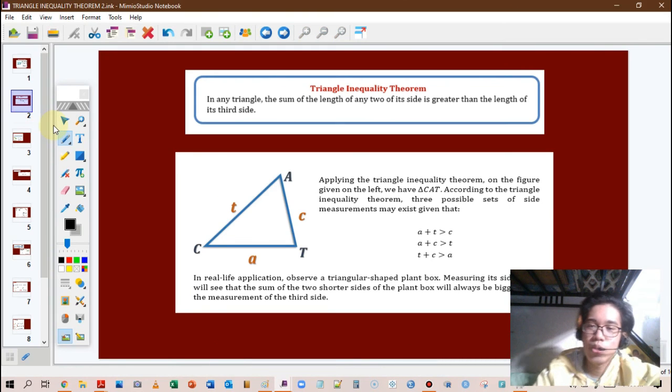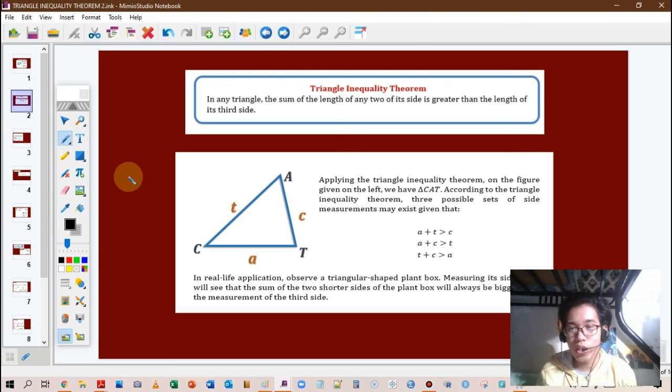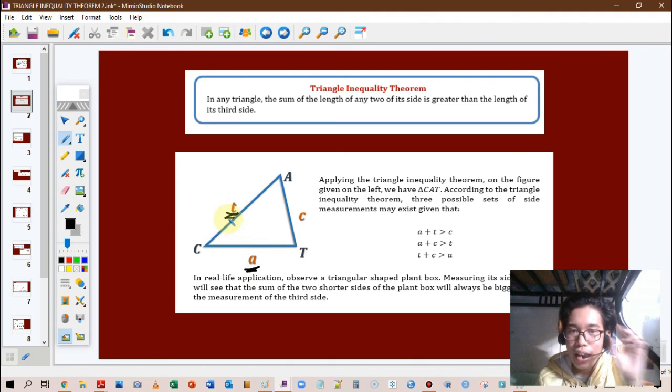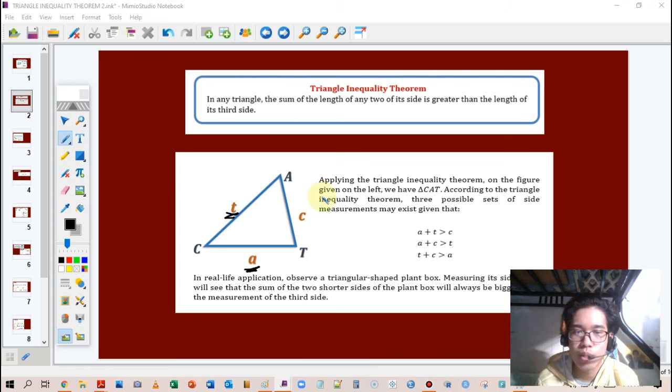main topic, the triangle inequality theorem. In any triangle, the sum of the lengths of any two of its sides is greater than the length of its third side. We already covered this in the first part of the lesson. So we have here side A and side D. If we add both of those sides, it should be greater than C. That's one of the possibilities of the set of measurements that we have here.